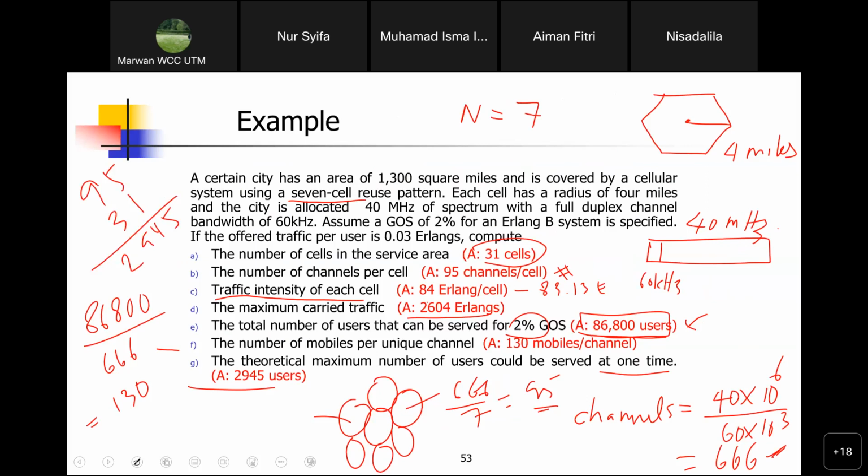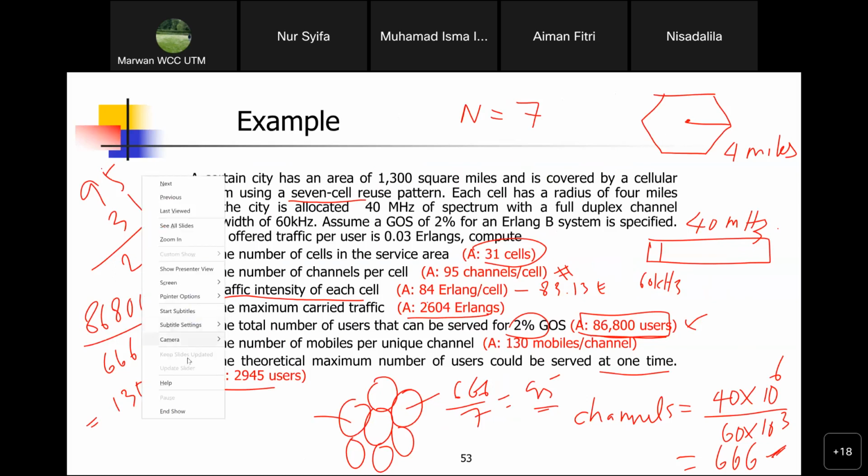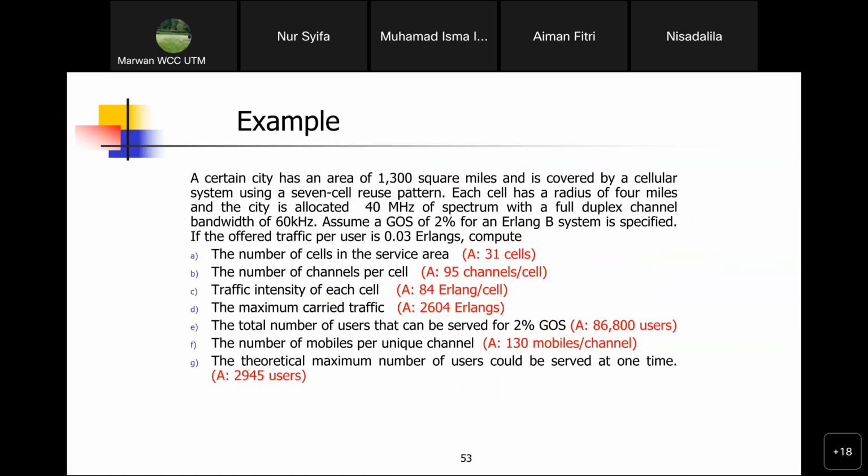So how can you get 31 cells? Final, because that is the one that I missed. How many cells within the area? How do you get this answer?